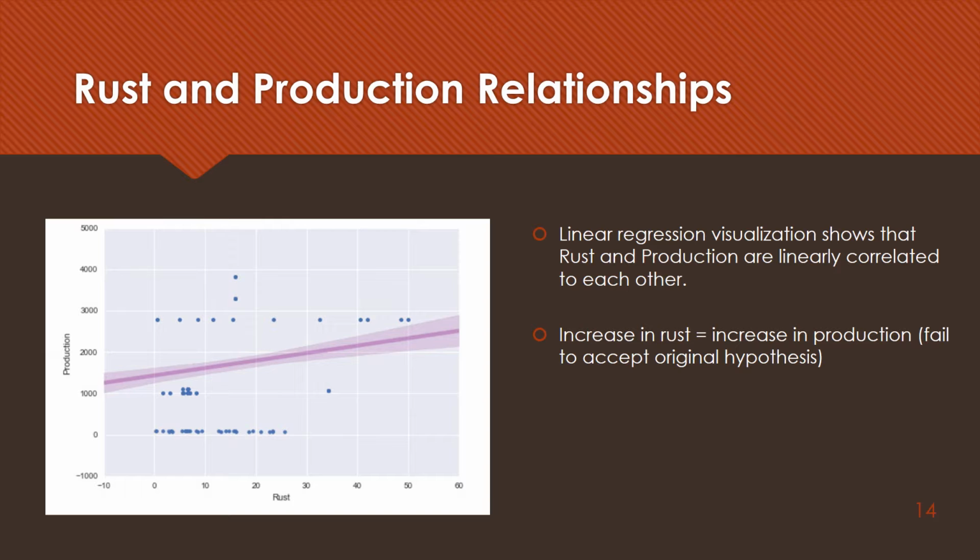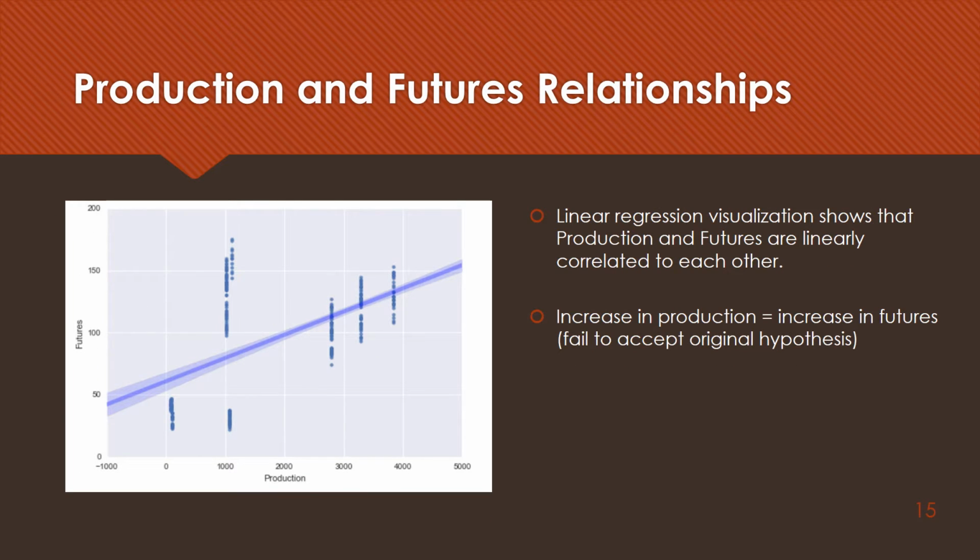We furthermore did a linear regression visualization showing that rust and production are correlated to each other. Increase in rust means that there will be an increase in production, so we failed to accept our original hypothesis. We also did a linear regression to establish the relationship between production and futures and saw that an increase in production means an increase in futures. Again, we failed to accept our original hypothesis.